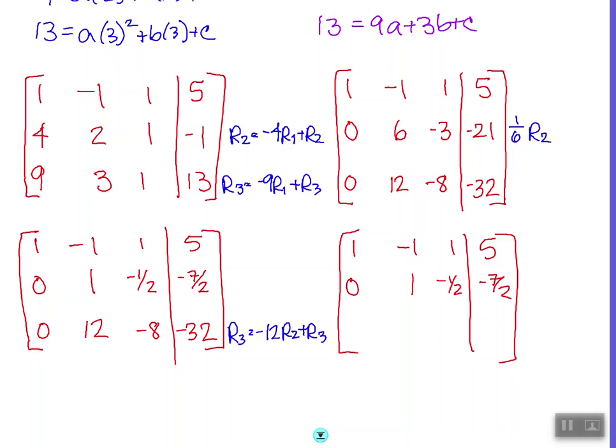So if I do negative 12 times row 2 plus row 3, I get 0 plus 0 is 0. Negative 12 plus 12 is 0. 6 plus negative 8 is negative 2. And 42 plus negative 32 is 10. The next thing I need is for the third row, third column, to be a 1. So I need to multiply the third row by negative 1/2.